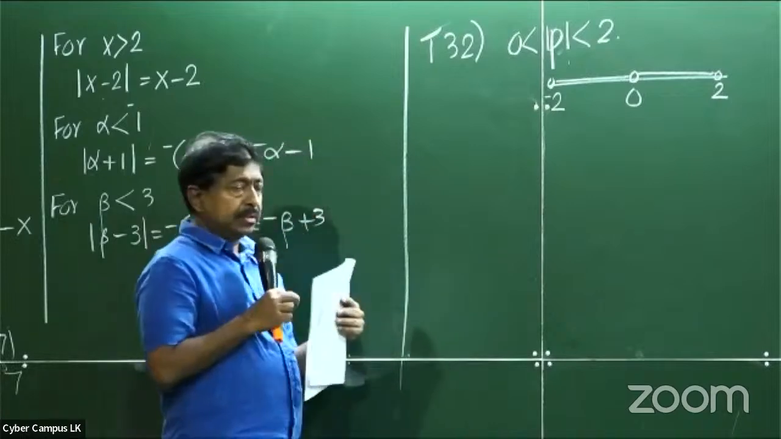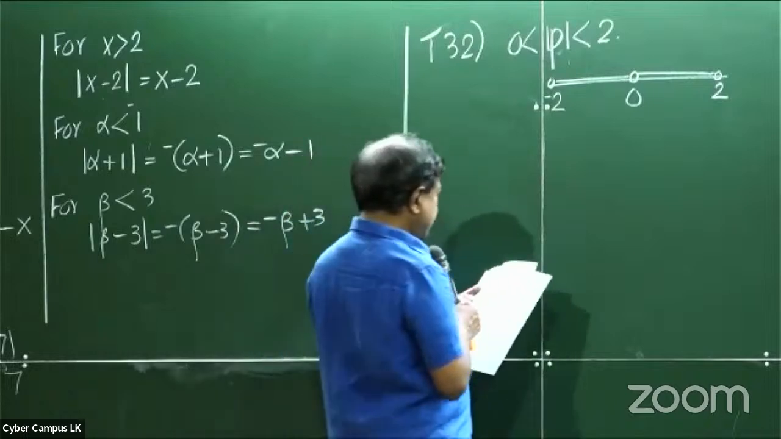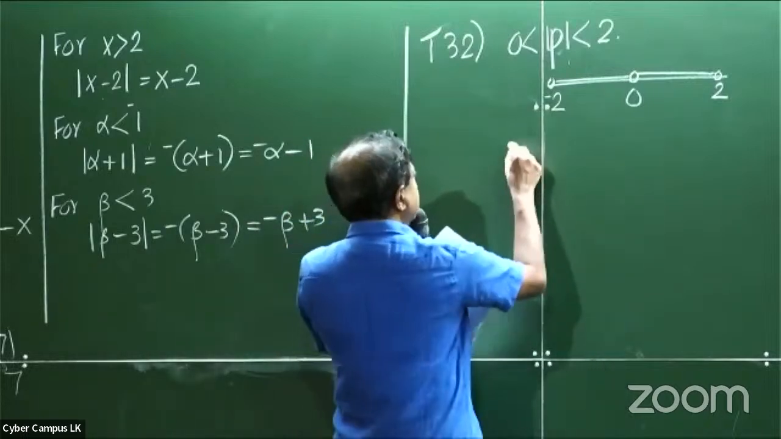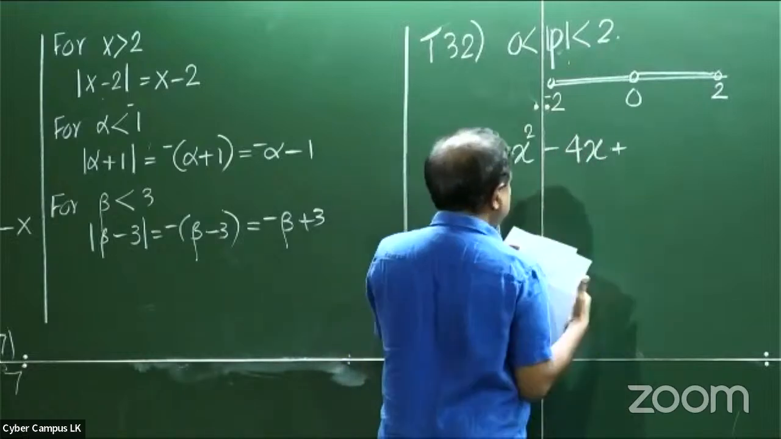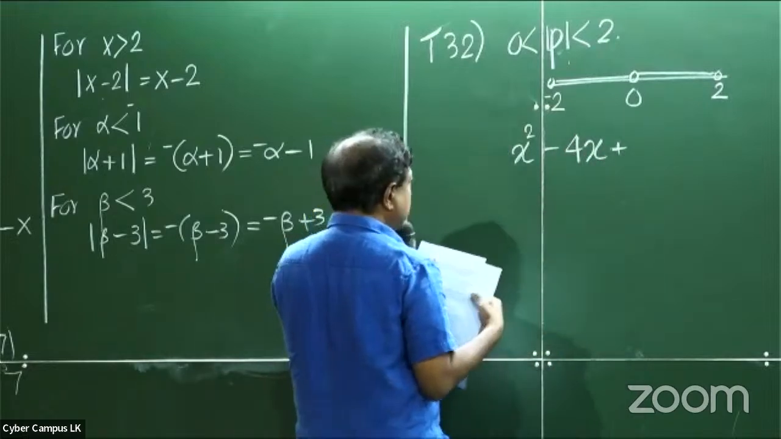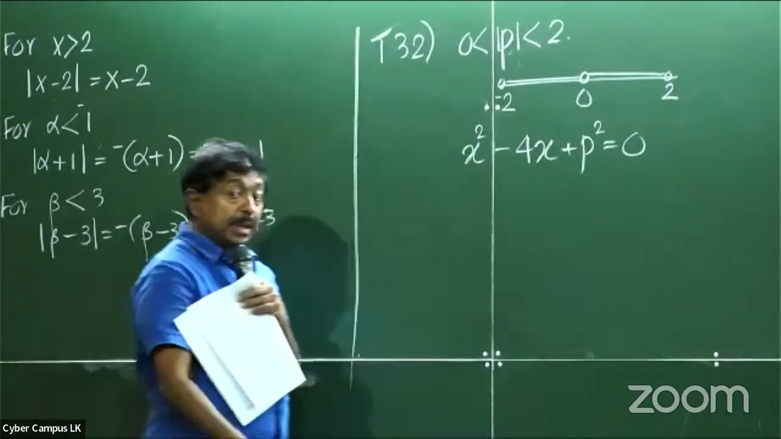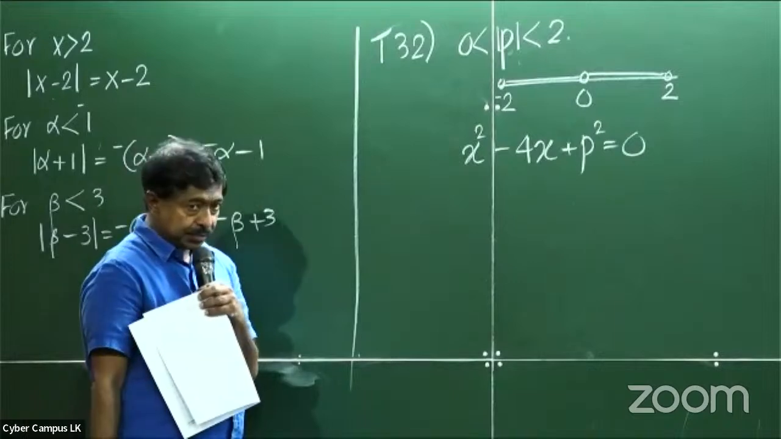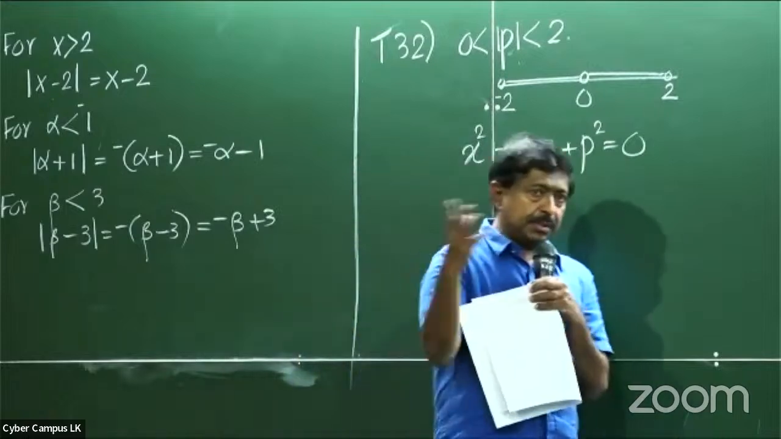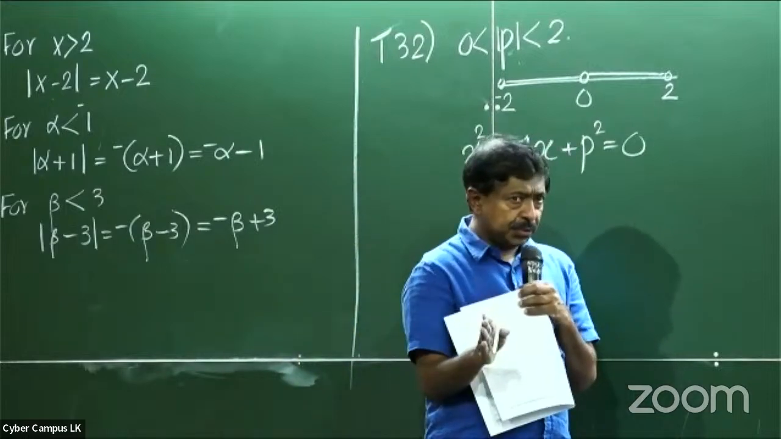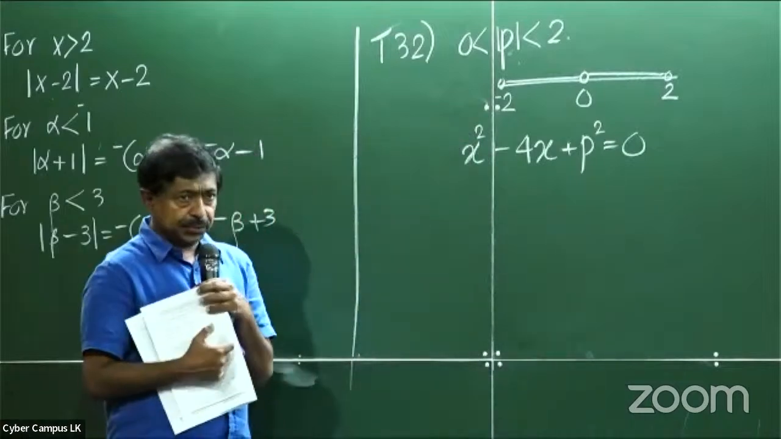Right? Okay. Now, we need to show that this equation has real distinct roots. Real distinct roots means what? Delta should be greater than 0. There are 3 cases, right? When delta is less than 0, you have imaginary roots. When delta is 0, you have coincident roots. When it's greater than 0, you have real distinct roots.